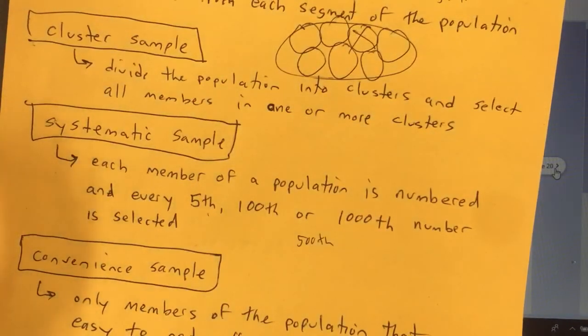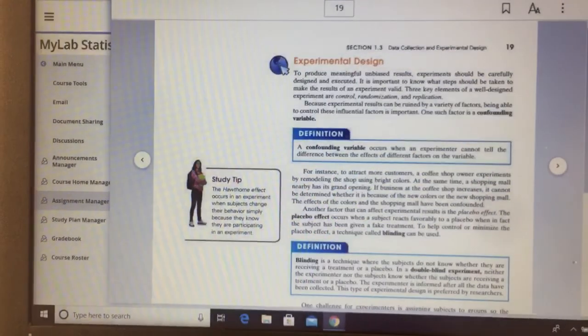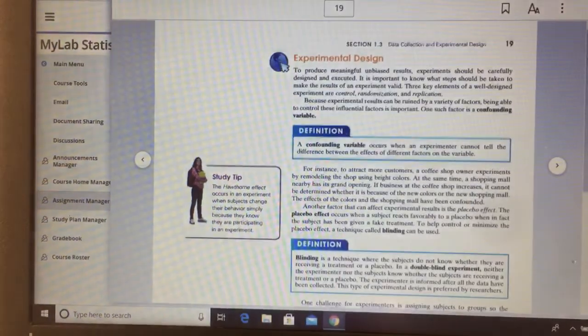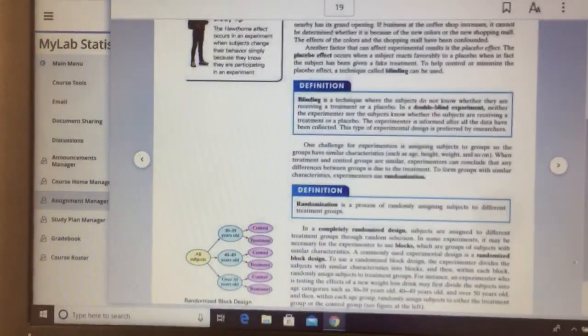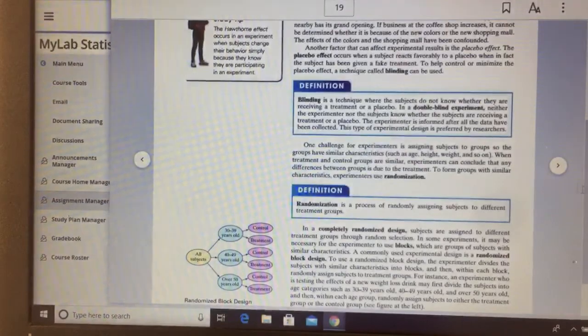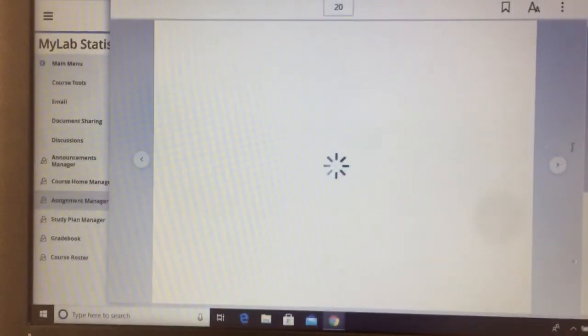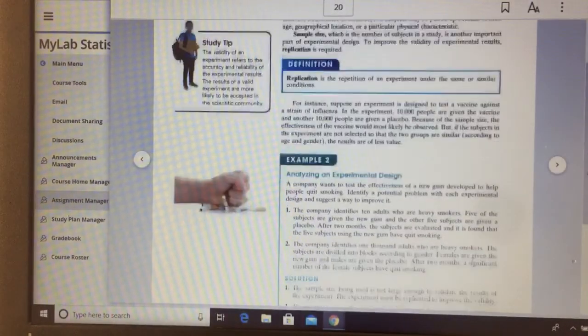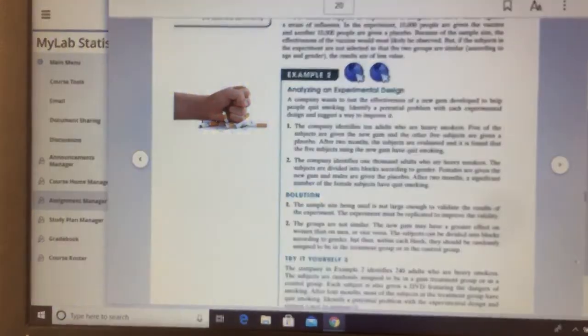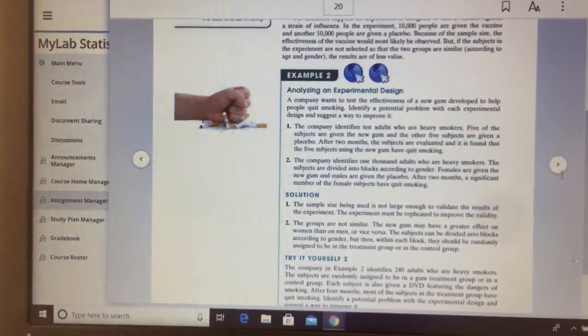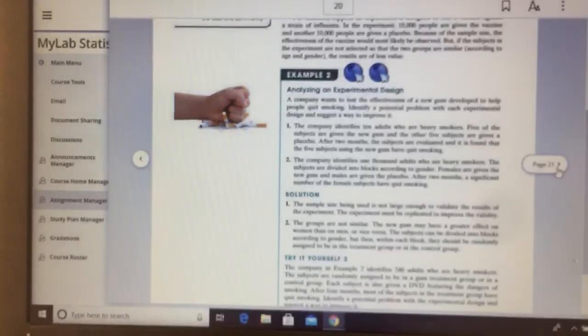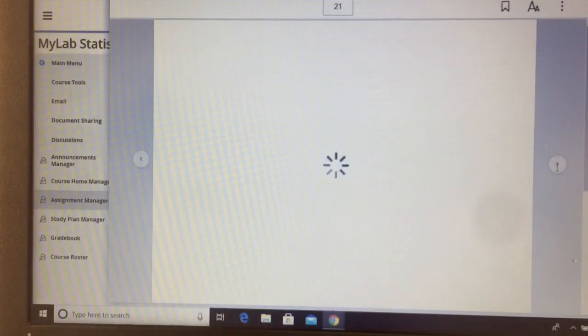Now, let me go to another page on here. Let's see. Okay. I think it's on this page.